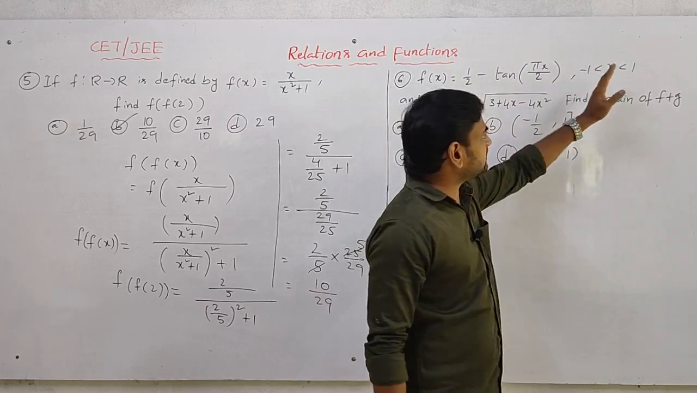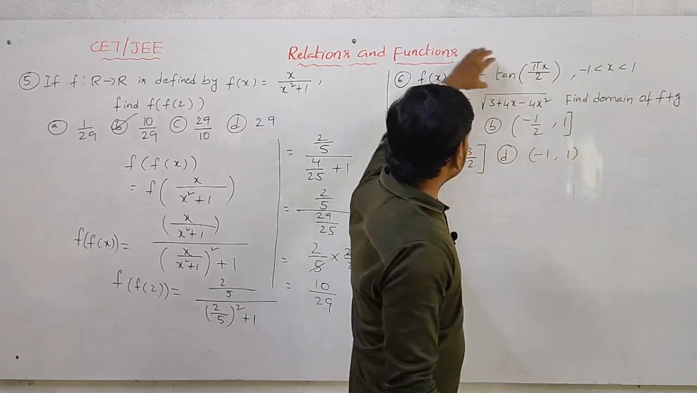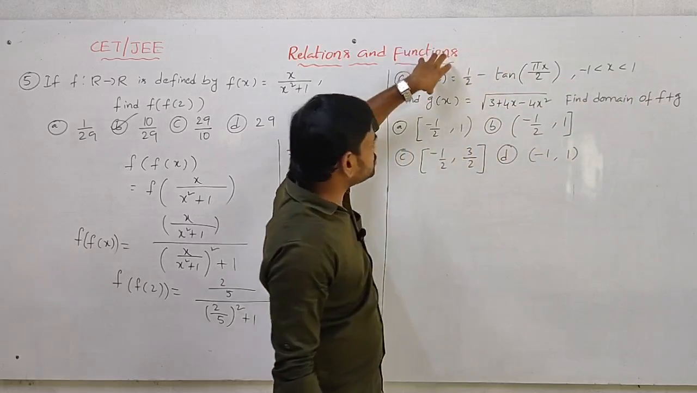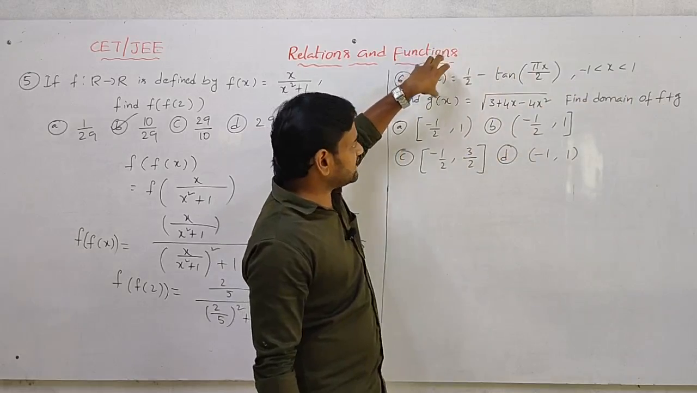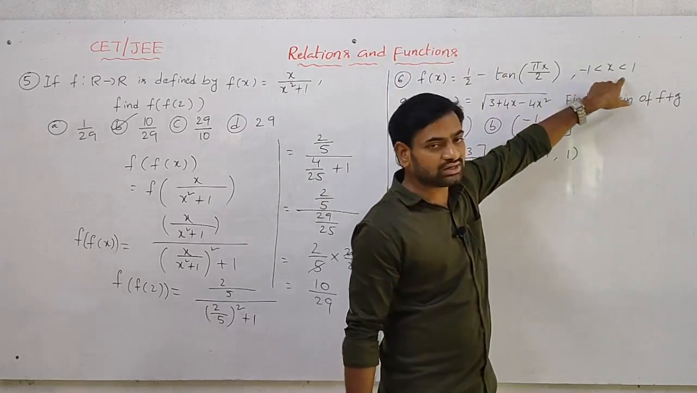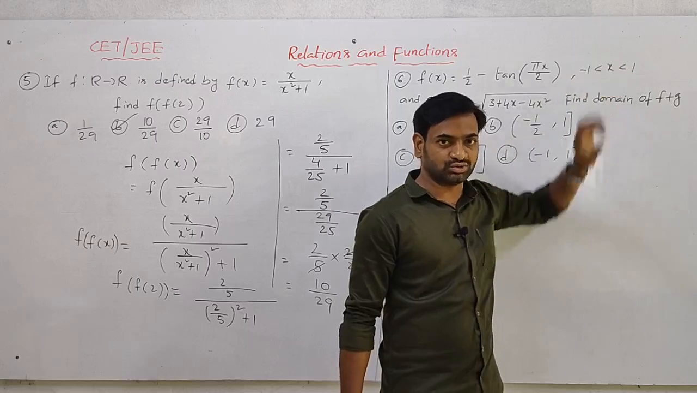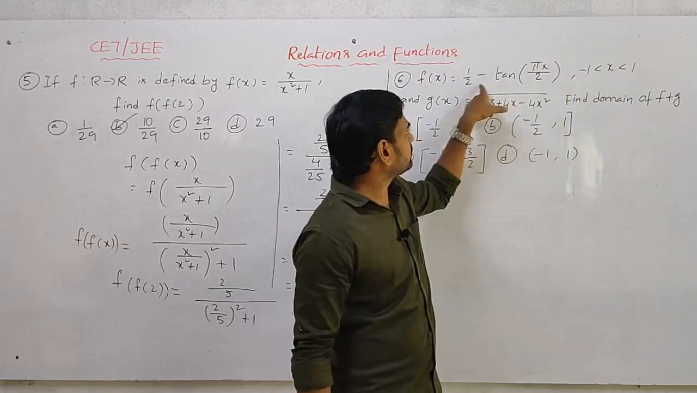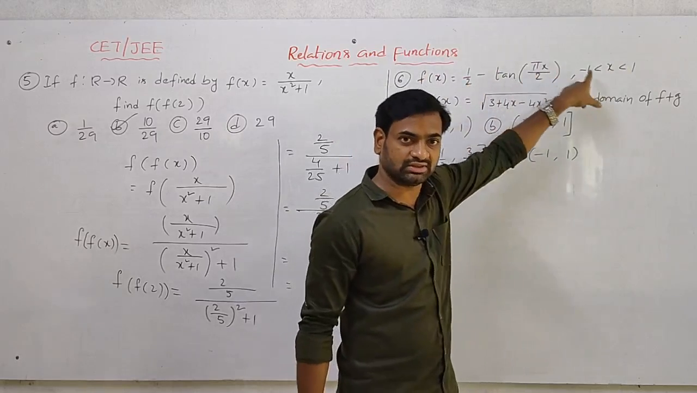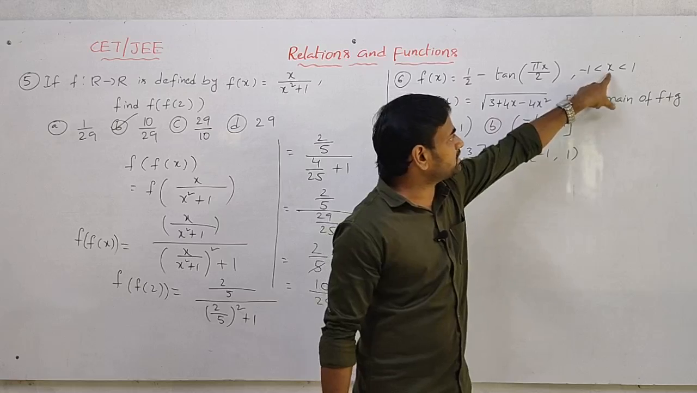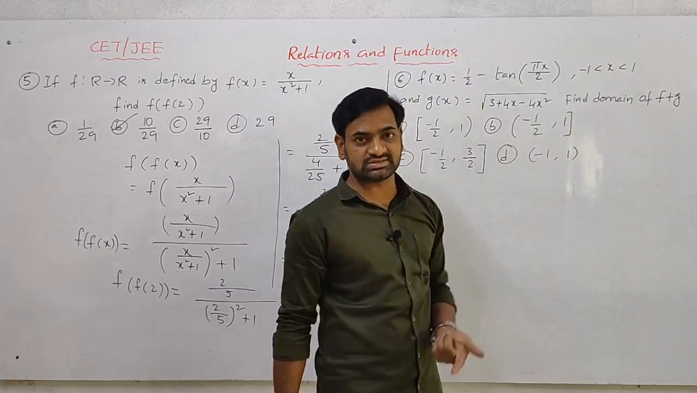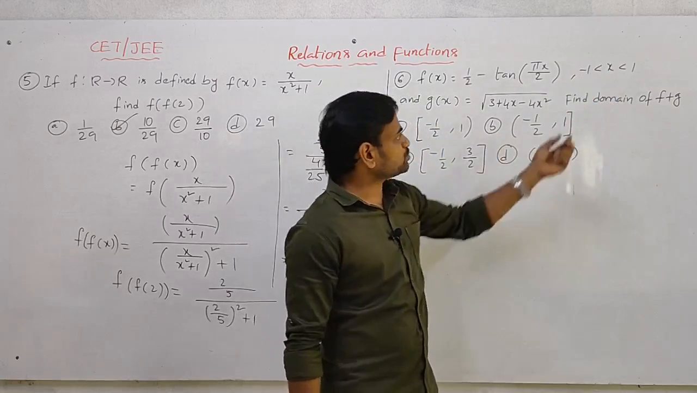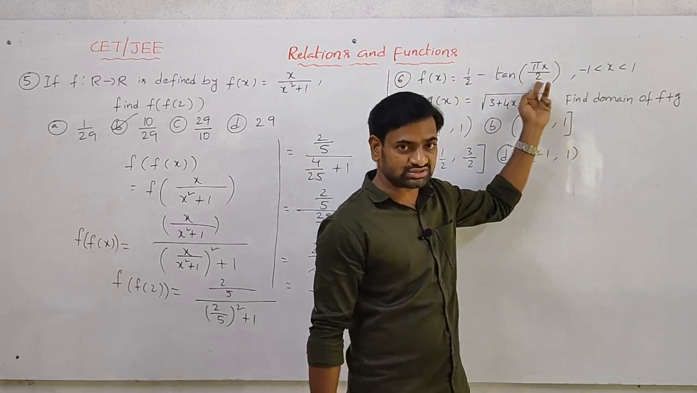Minus 1 less than x less than 1. So this function exists in the open interval from minus 1 to 1. That means the domain of this function is already given. X values mean domain; f of x values mean range. So the domain of this one is already given.